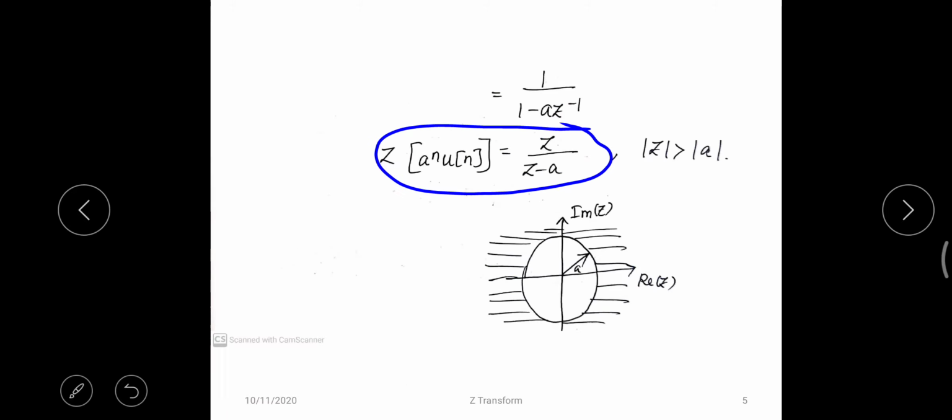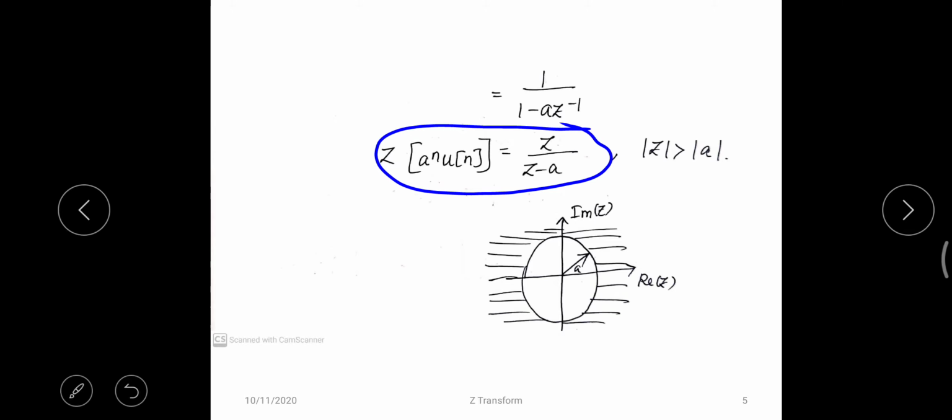In the beginning itself I told you z is nothing but r e power minus j omega. It should follow polar coordinates. So z is a circle, whereas in the Laplace transform s is nothing but a straight line. ROC is nothing but parallel lines. Here the ROC is nothing but concentric circles.